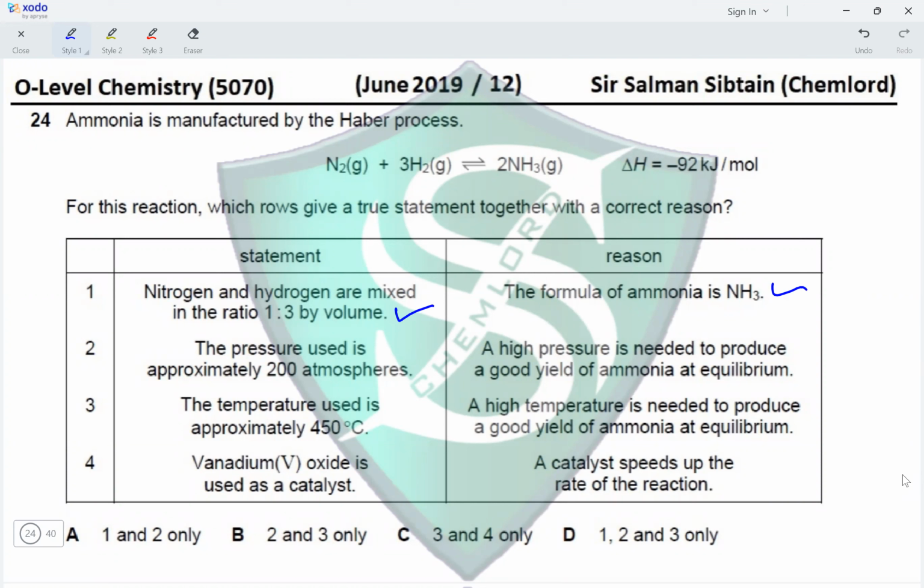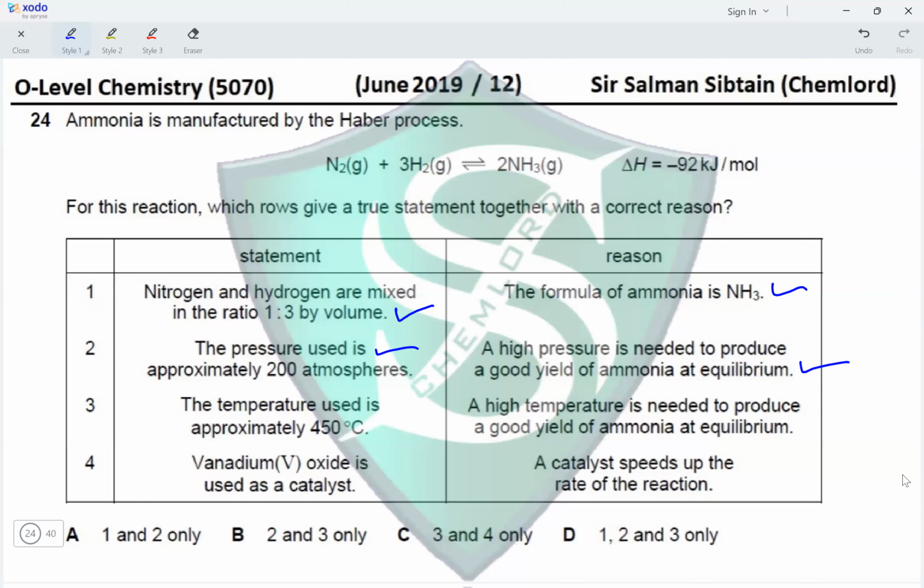2. The pressure used is approximately 200 atmospheres. Yes, these are the operating conditions for the Haber process. A high pressure is needed to produce a good yield of ammonia at equilibrium. A higher pressure would result in the equilibrium shifting towards the side with the lesser number of moles. In the given equilibrium reaction, that side is the forward side. So equilibrium is favored in the forward direction. So this reason is also correct.